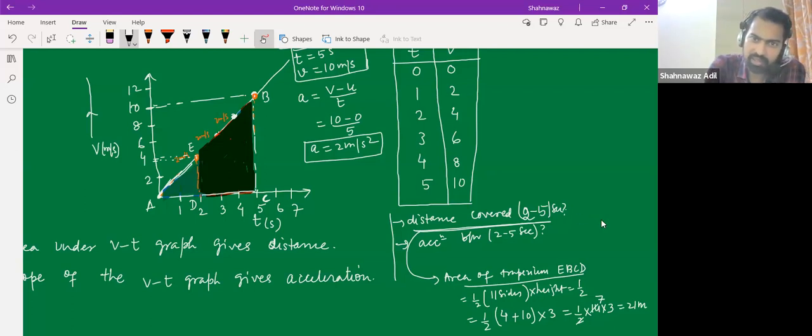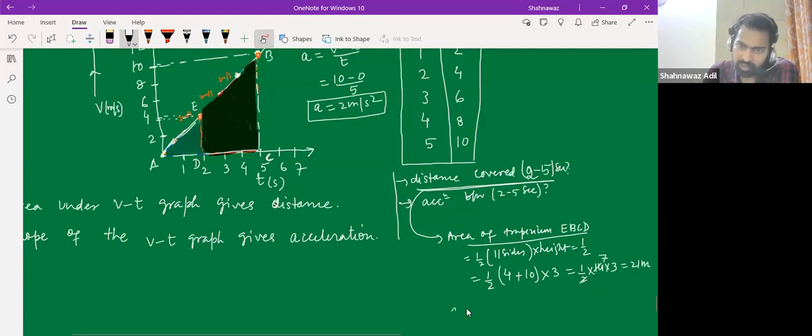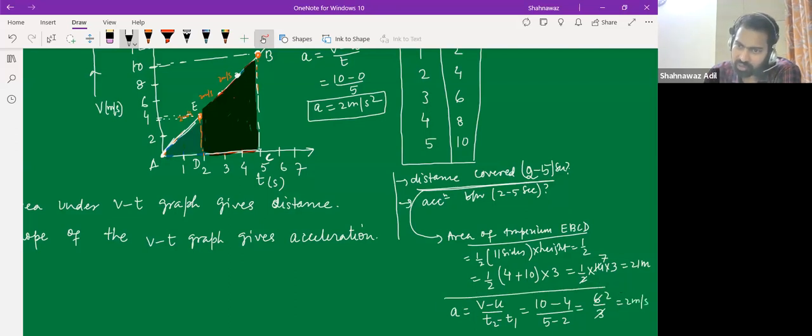And then acceleration would be how much? So acceleration would be (v minus u) by (t2 minus t1). So v is 10, u is 4, 10 minus 4 by 5 minus 2. So this is 6 by 3 again, which we already know because this is a uniform acceleration. So acceleration would be the same. Is this clear to you guys? Any doubt from this velocity time graph?